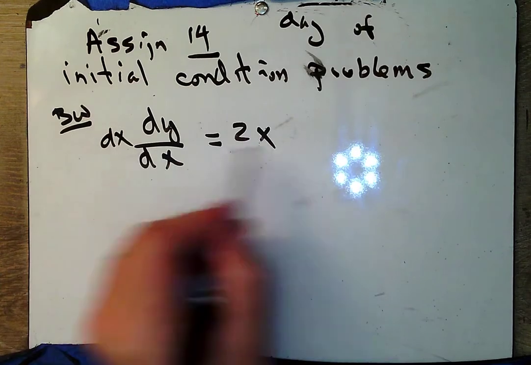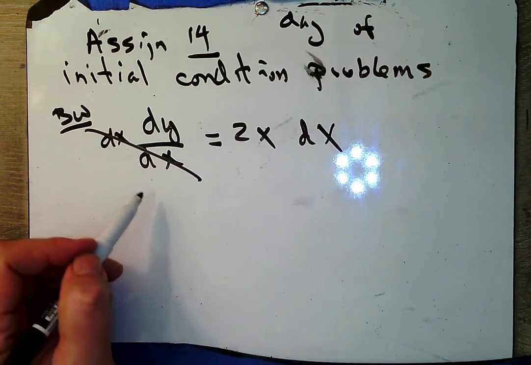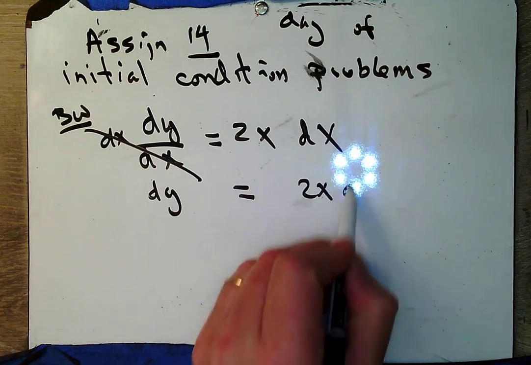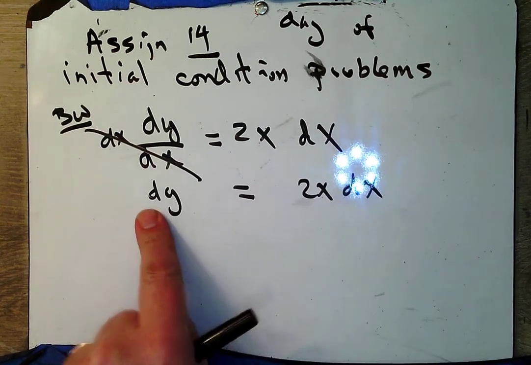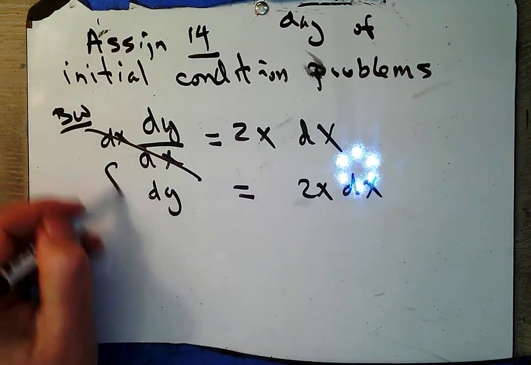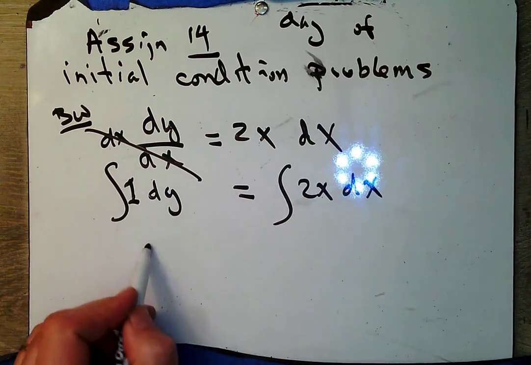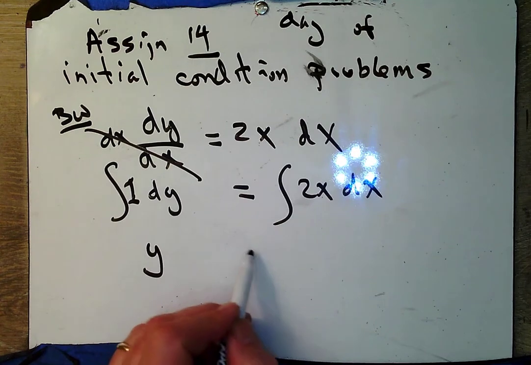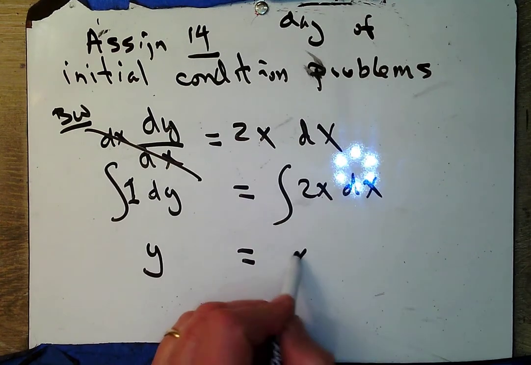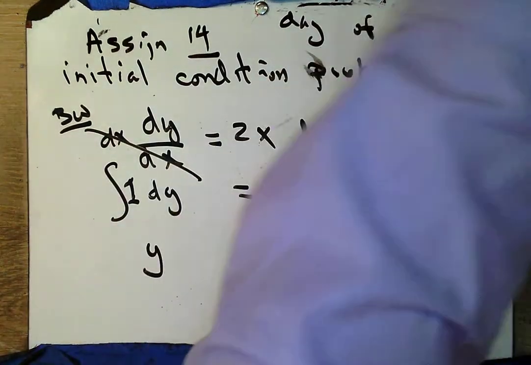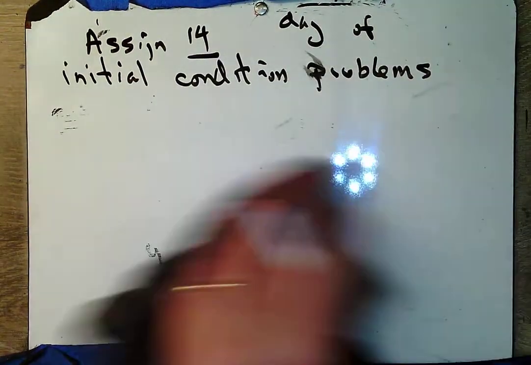Okay, so I want to see this. And then when you separate the variables and have x's on one side and y's on the other, integrate. So the antiderivative of 1 is y. And over here, the antiderivative is x squared. Don't forget the plus c. All right? There we go. Not such a big deal. Don't worry about it. What about this problem?